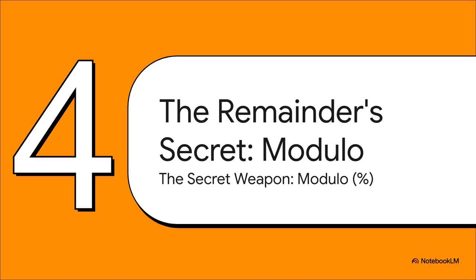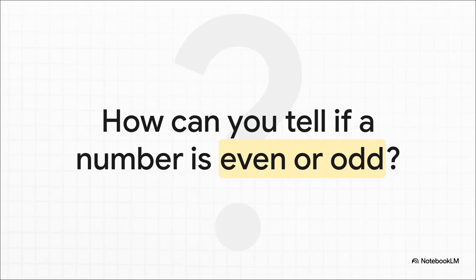Okay, now for my absolute favorite operator. This one is like a secret weapon in your coding toolkit. It's the modulo operator. Now I know it looks like a percent sign, but trust me, what it does is completely different and so useful. Just think about this for a second. How would you tell if a number is even or odd? Like, how would you actually write code to figure that out? It seems simple, right? But the solution is super clever, and it uses our new secret weapon.